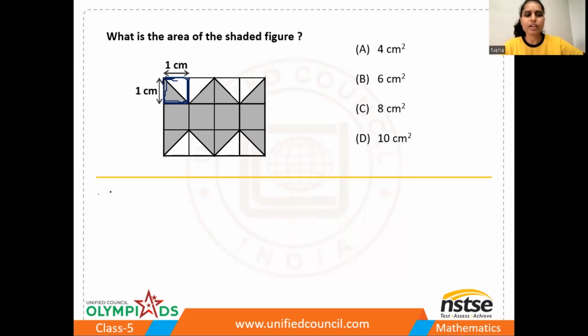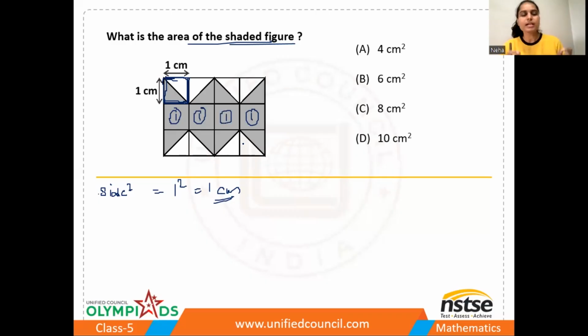So area of the square is what? Area of square is nothing but side squared, right? Side is 1 centimeter, so 1 squared is 1, that means 1 square centimeter is your area for 1 square, right? So we have to find the area of the shaded region. In the shaded region, I can see complete squares, right? For this the area is 1, for this the area is 1, for this the area is 1, and for this the area is again 1, right?